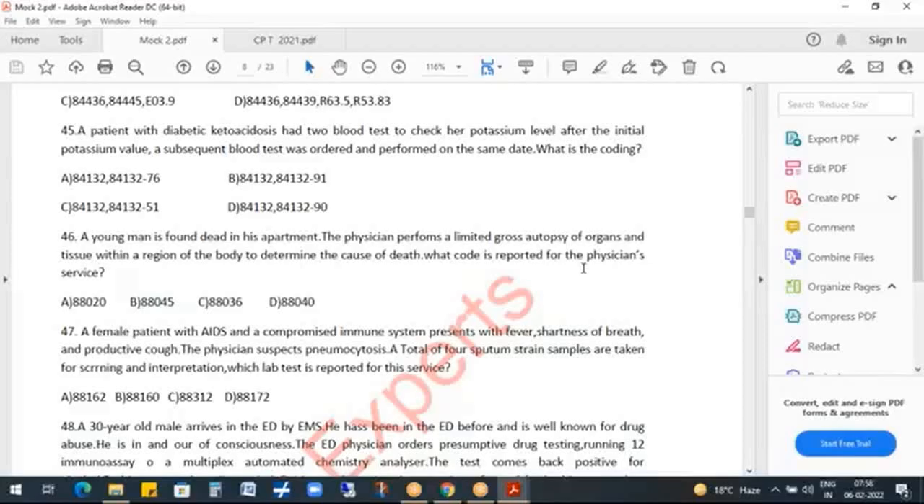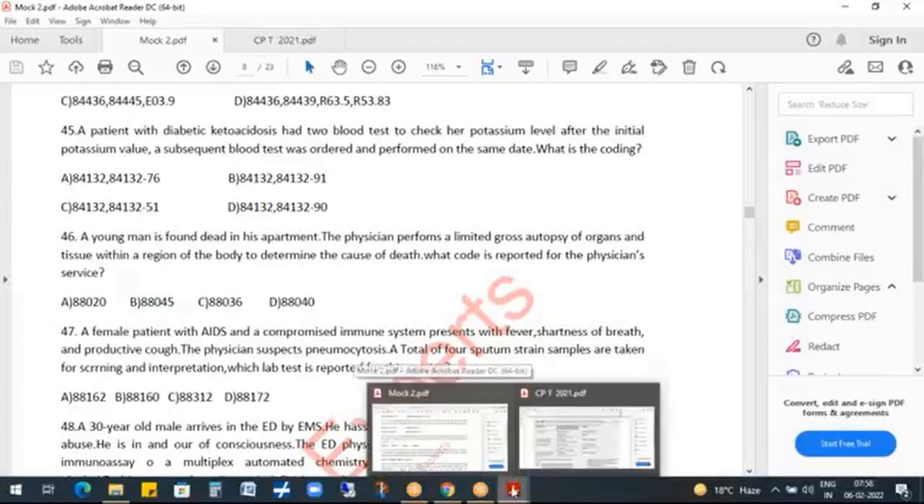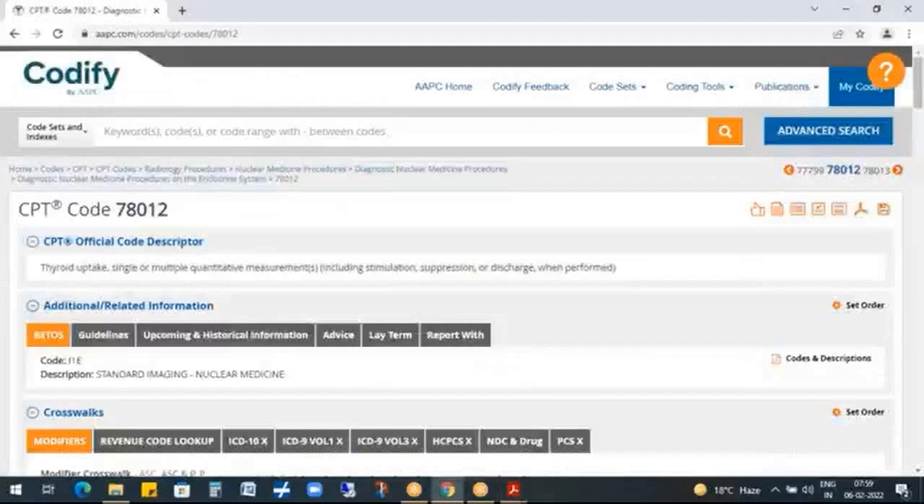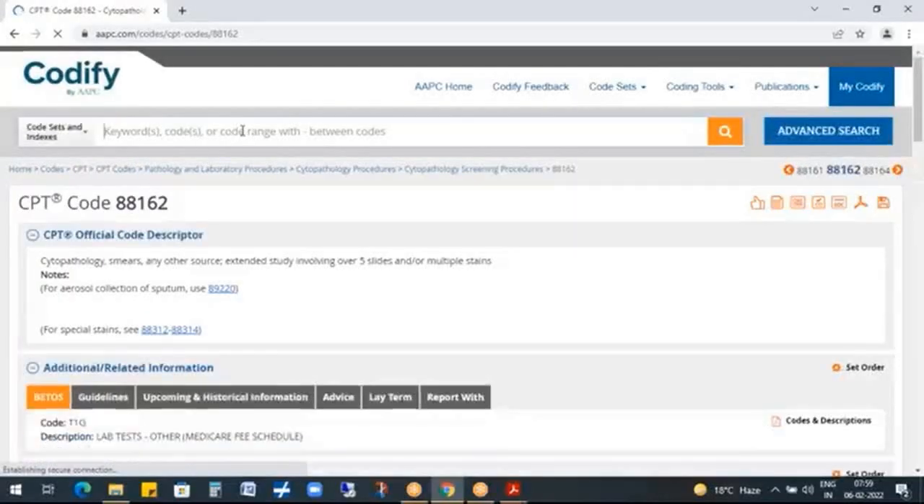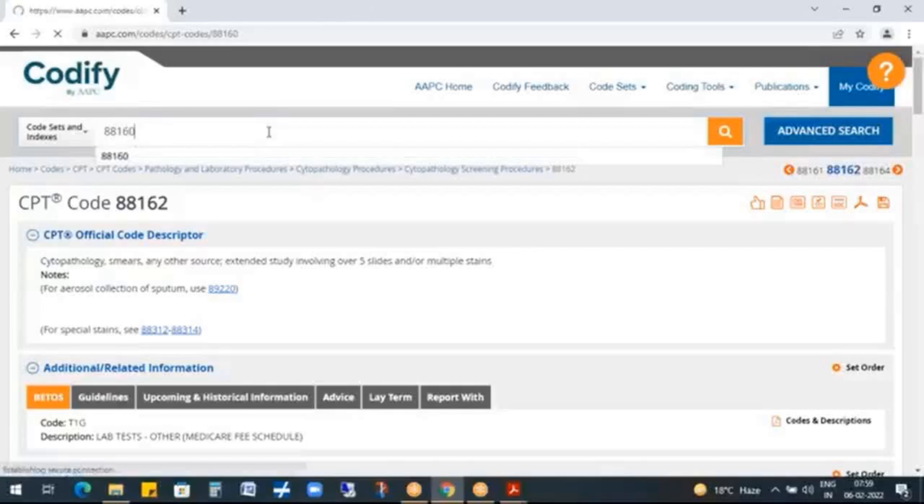88160, right? Sir, I coded 88162, because they gave a total of 4 sputum smears. Let me check. See here, a minimum of 5 slides is required. Yes or no? Minimum 5 they required. Okay, with less than 5 you can go with 88160 only.